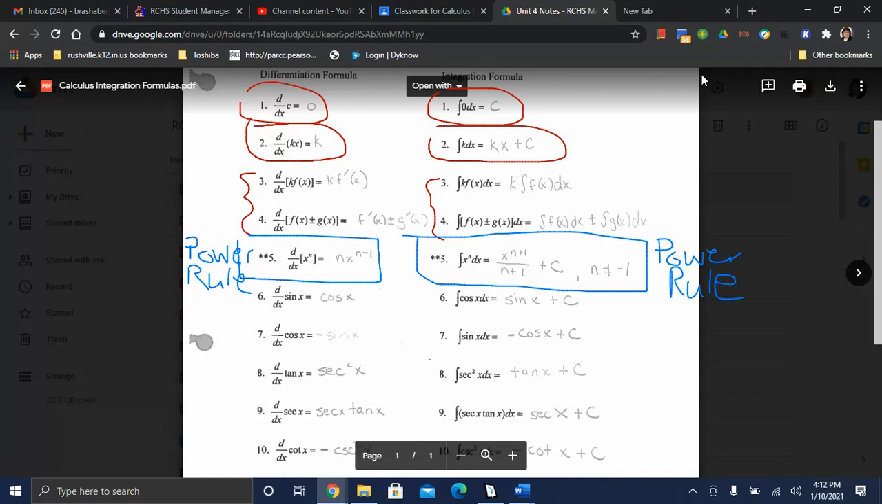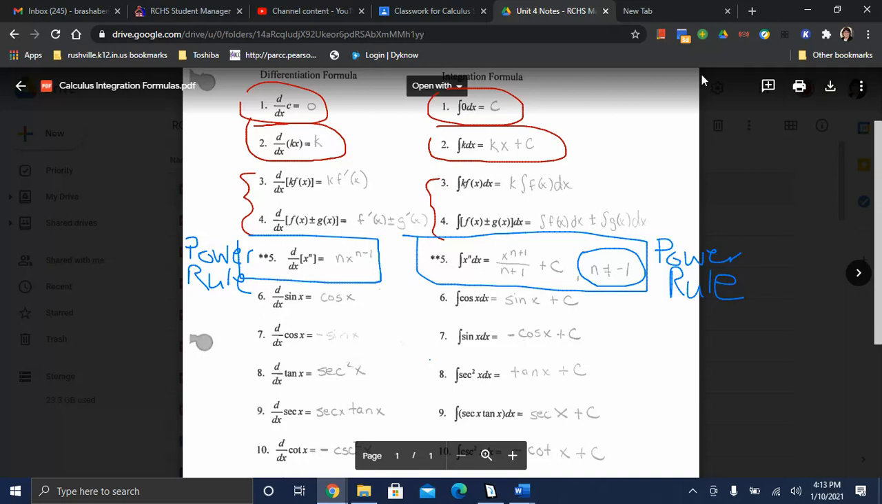And so the rule is that you will raise the x to the n plus 1 power. So whatever the exponent is, you're going to add 1. And then you'll divide that entire expression by that new power, n plus 1. And then, of course, add a constant. You do have to have the warning that n cannot equal -1, because that would create 0 in the denominator.